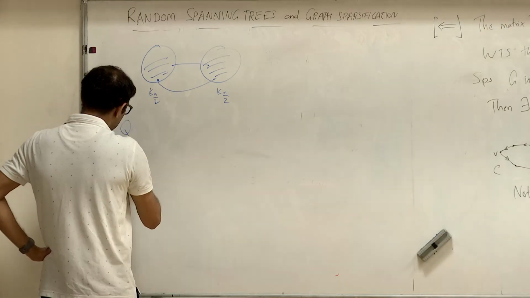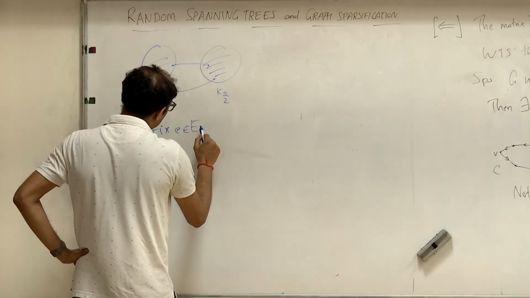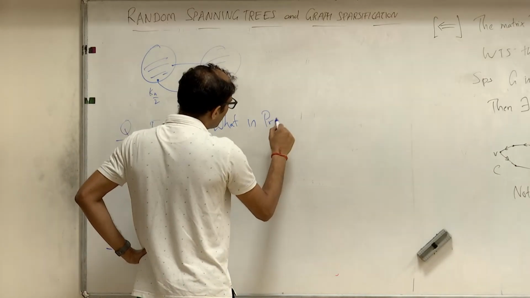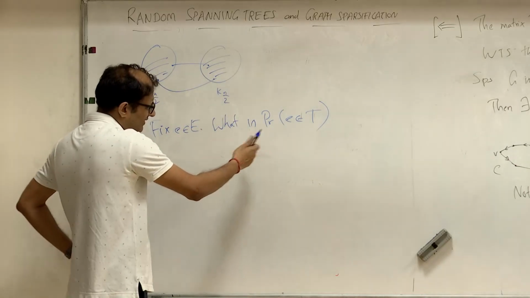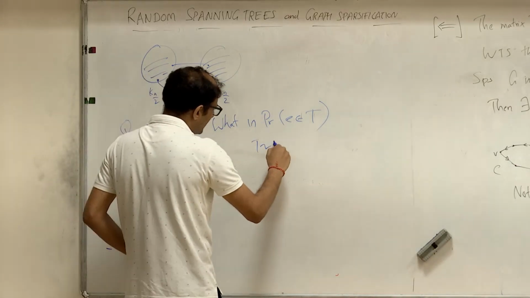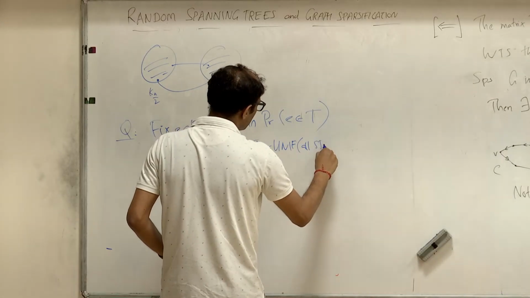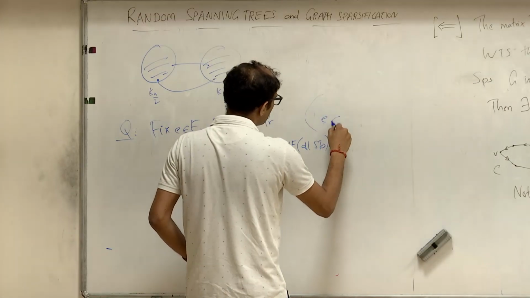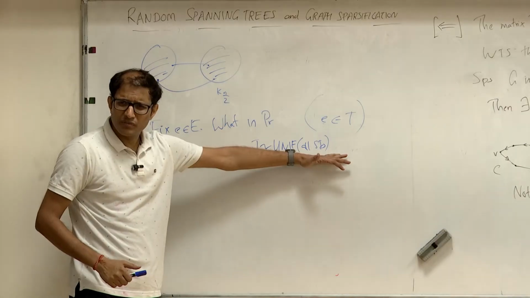So the question is, again, I have a fixed edge E. What is the probability that this edge shows up in a random spanning tree, uniform from all spanning trees? Let me write once more. It just becomes too big, too unmanageable. Okay, I'll drop this from now on.